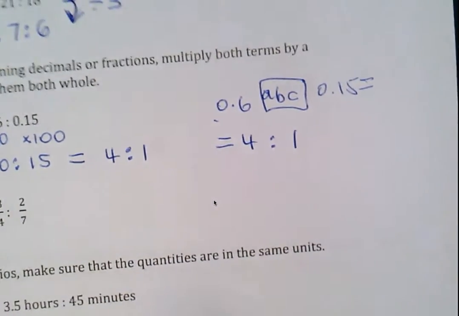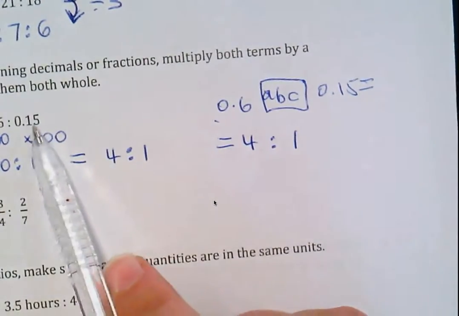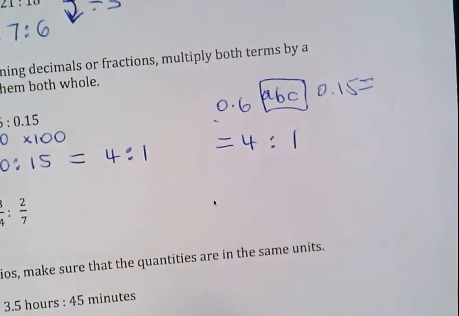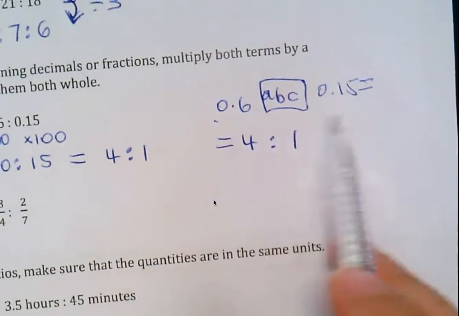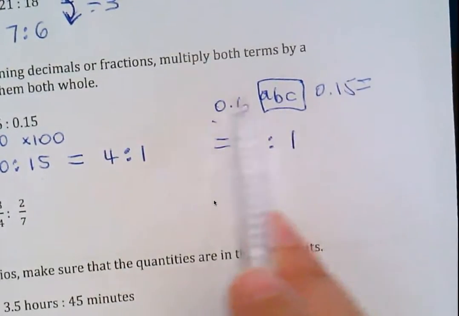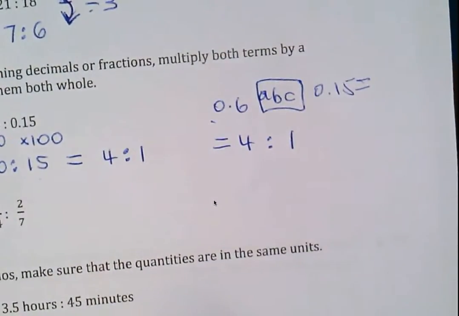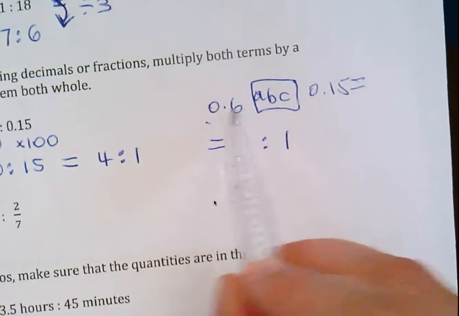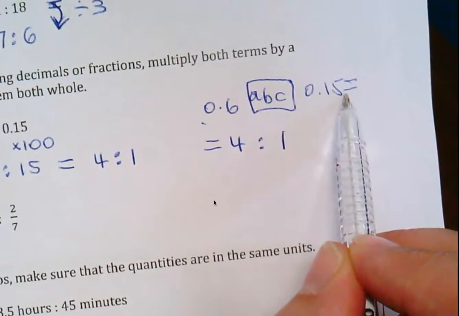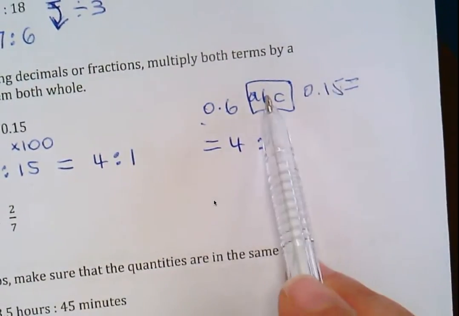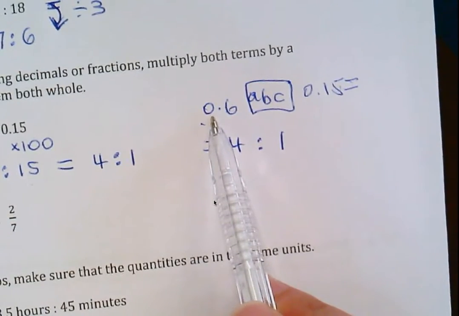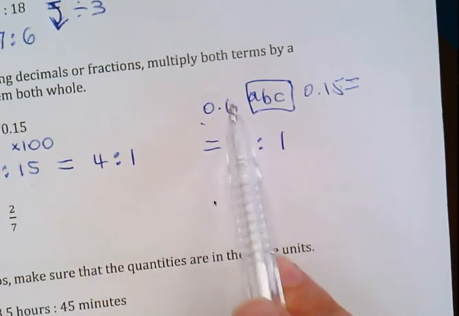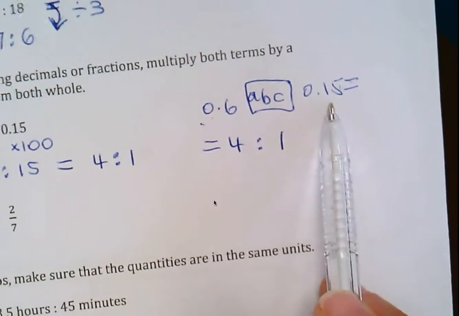If you did it the other way, 0.15 over ABC 0.6, you should get a quarter. Not that I want you to do it the other way for this particular question, but I'll just show you. If you do 0.15 ABC 0.6, you'll get a quarter. It's just that this happens to be exactly 4 times bigger than that.